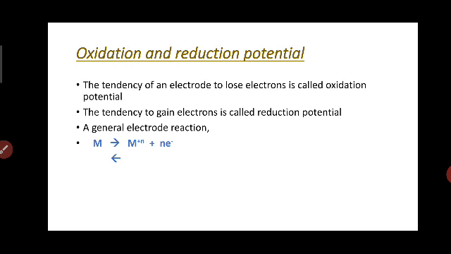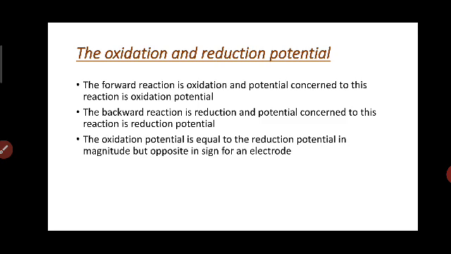Similarly, the tendency of the electrode to gain electrons is called the reduction potential. Generally, the electrode reaction, suppose a metal M gives M plus n electrons, you have to represent it like that.